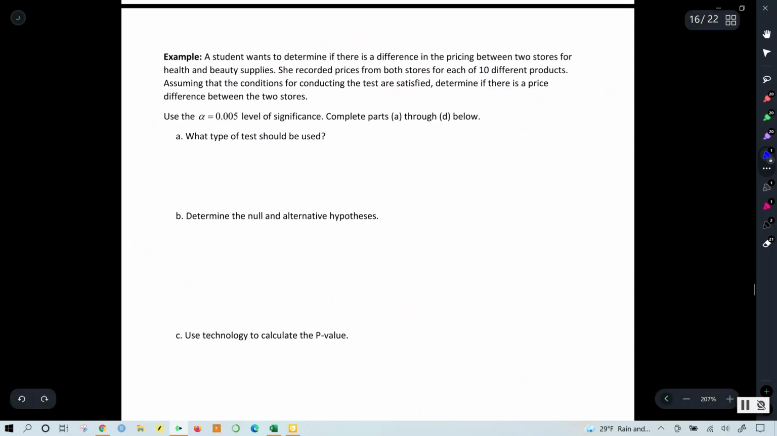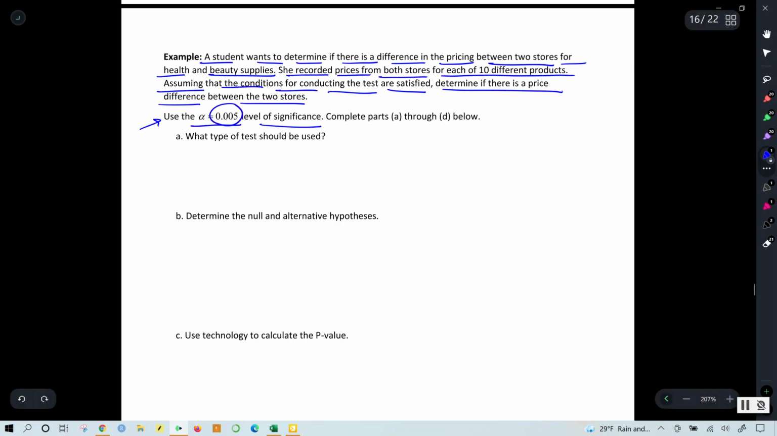In this example, we are told that a student wants to determine if there is a difference in the pricing between two stores for health and beauty supplies. She recorded prices from both stores for each of 10 different products. Assuming that the conditions for conducting the test are satisfied, determine if there is a price difference between the two stores. Use alpha equals 0.005 level of significance. Mind the number of zeros here. What type of test should be used?